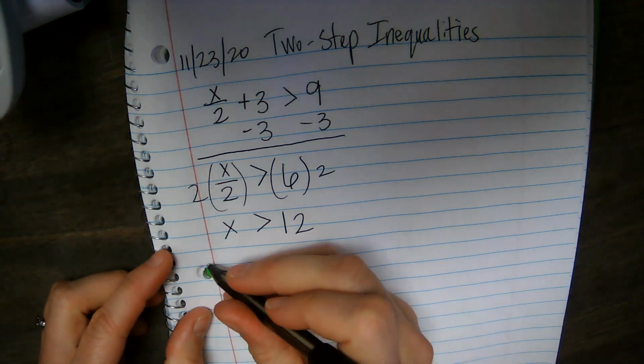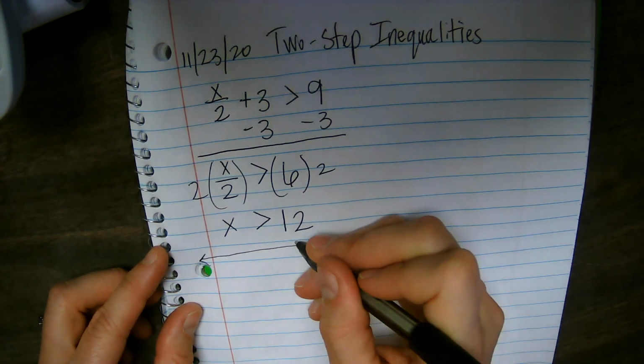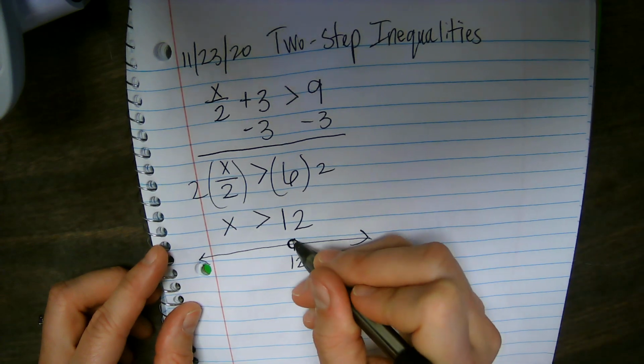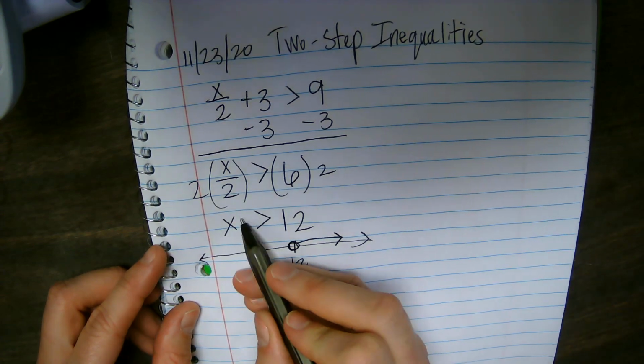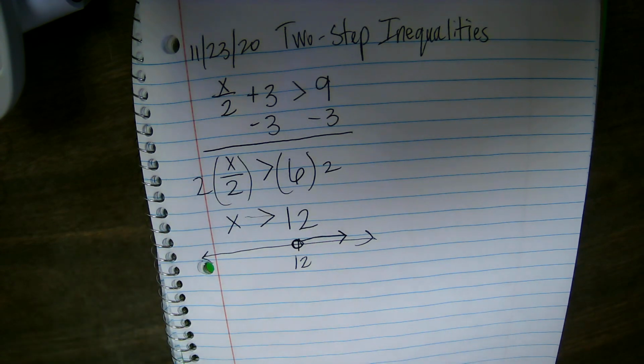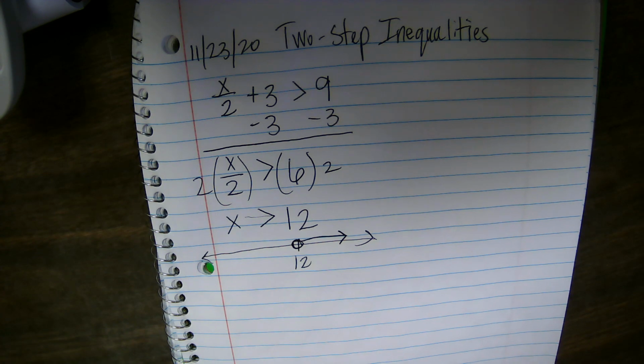So remember, when our x is on the left, we're going to put an open circle on the 12, and our arrow is going to go to the right, just like our sign is here. It's an open circle because it's not greater than or equal to. If it was greater than or equal to, we could fill in that circle, right?